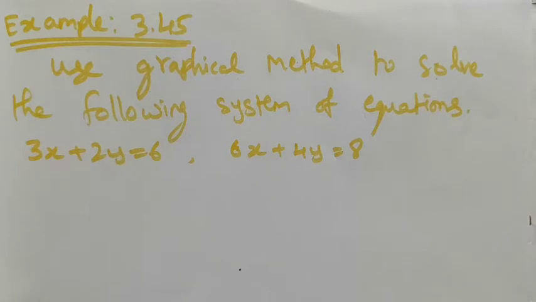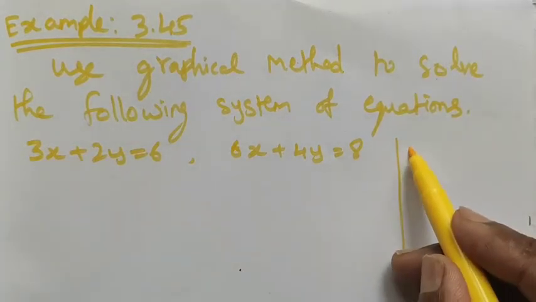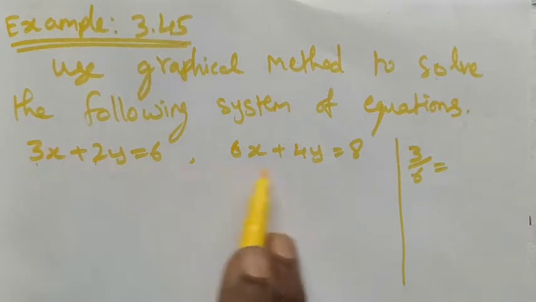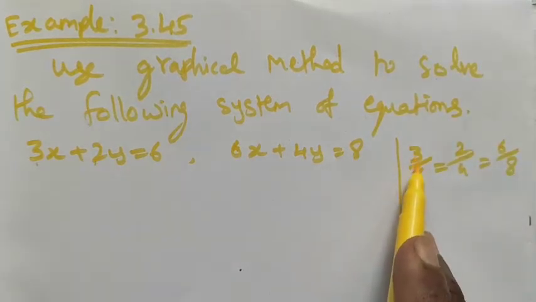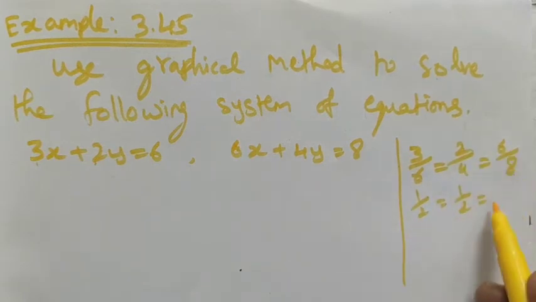Before the graphical method, let's see using the algebraic method how the graph will appear. The ratio of the coefficients of x, 3 divided by 6, is equal to 2 divided by 4, is equal to 6 divided by 8. If you reduce this, we get 1 by 2, 1 by 2, and 3 by 4.